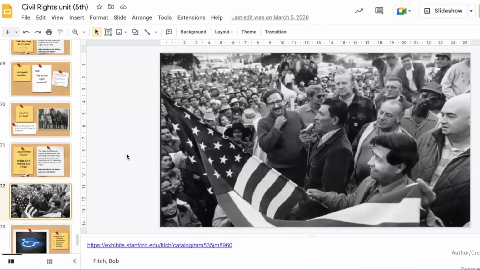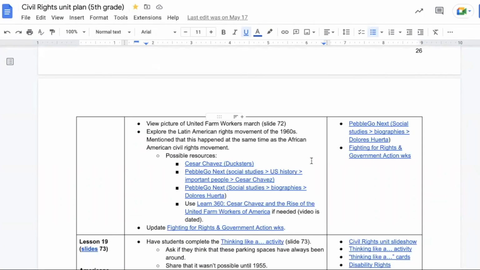Have students take a look at this image of the United Farm Workers March. Explore the Latin American rights movement in the 1960s with any of the resources listed. Be sure to talk about Cesar Chavez and Dolores Huerta.